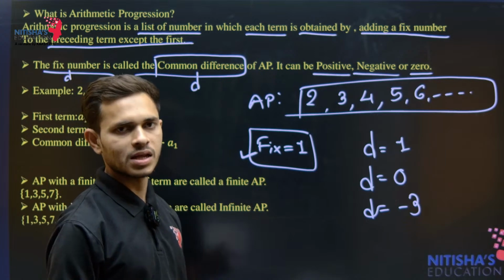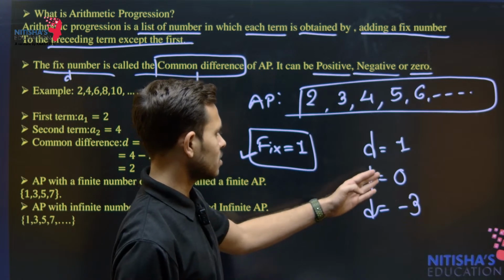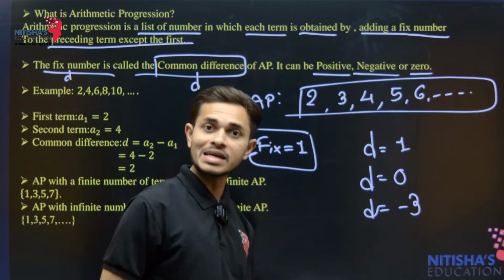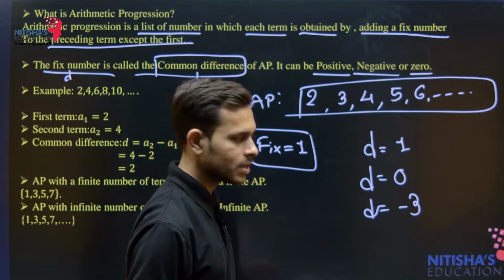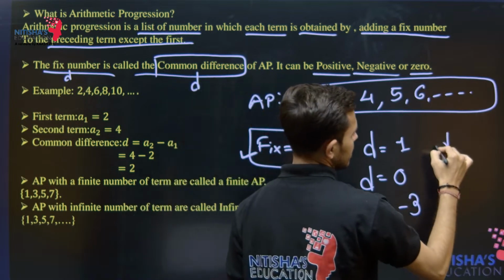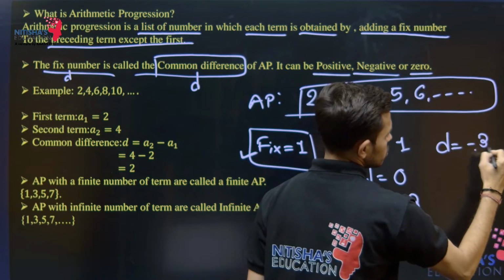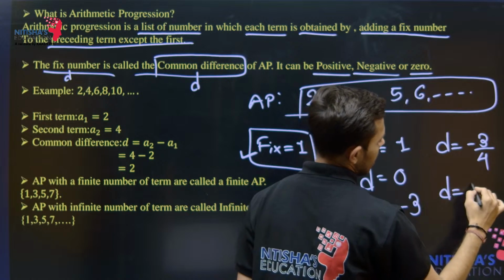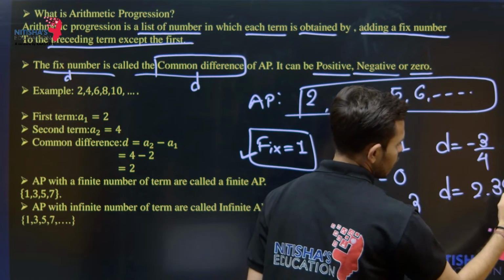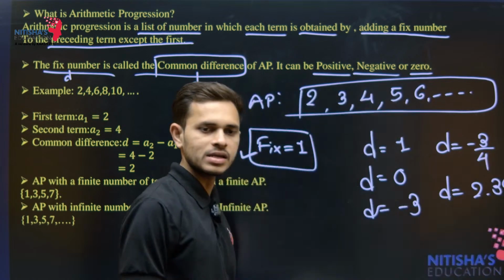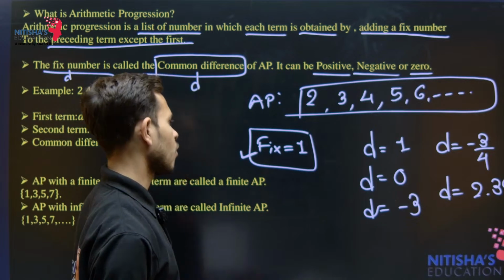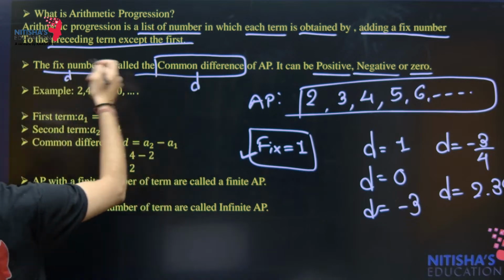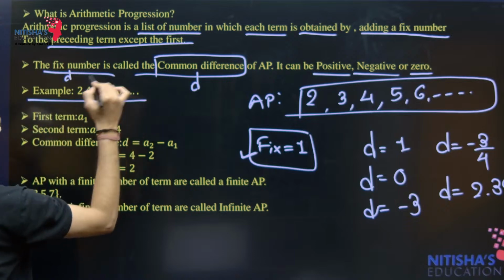But the question is that these are integers. Can we take d in fractional form? Yes, we can. We can take d as minus 3 upon 4. We can also take it as a decimal number like 2.357. We can take d as any number that we want. So that is all about d.